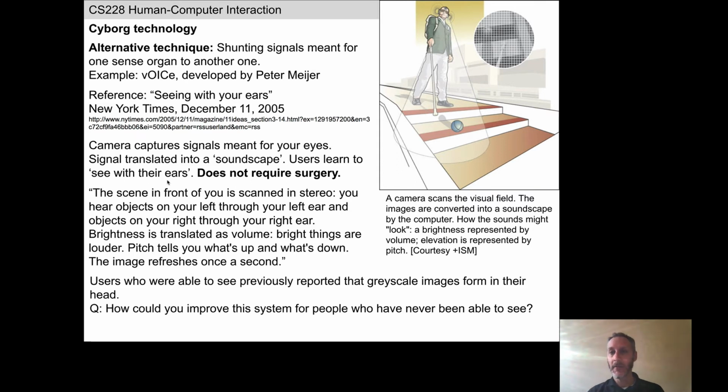How does this work? This works by creating a series of auditory metaphors.